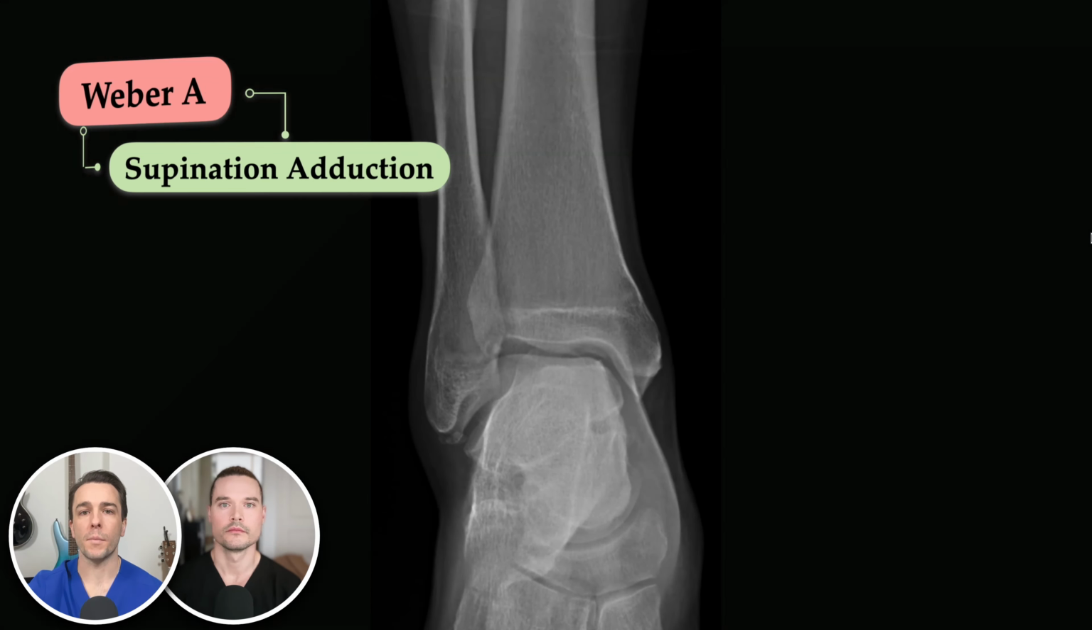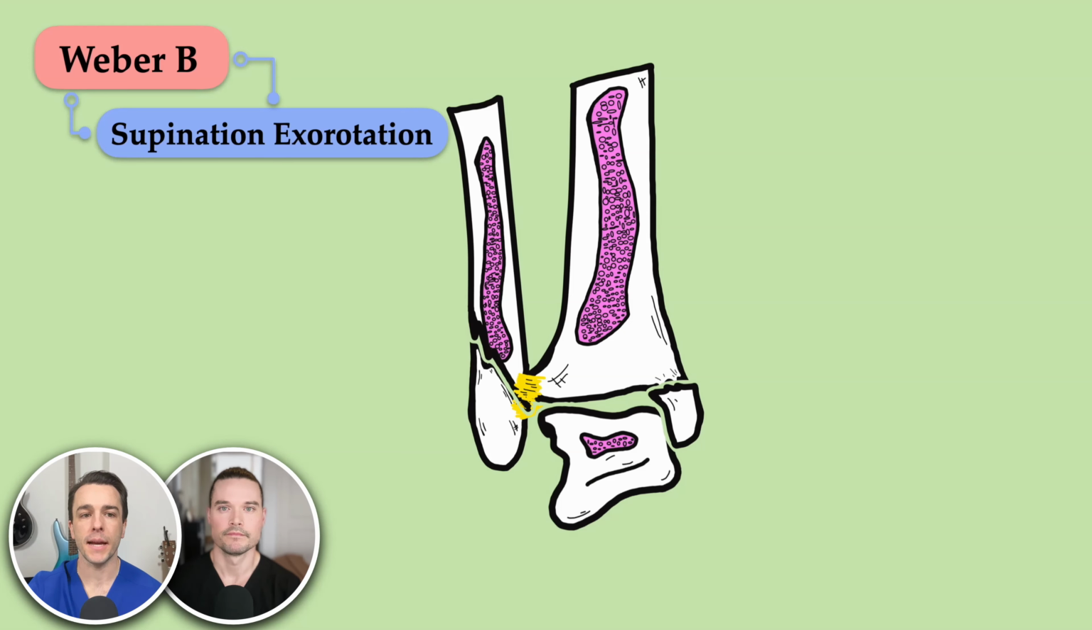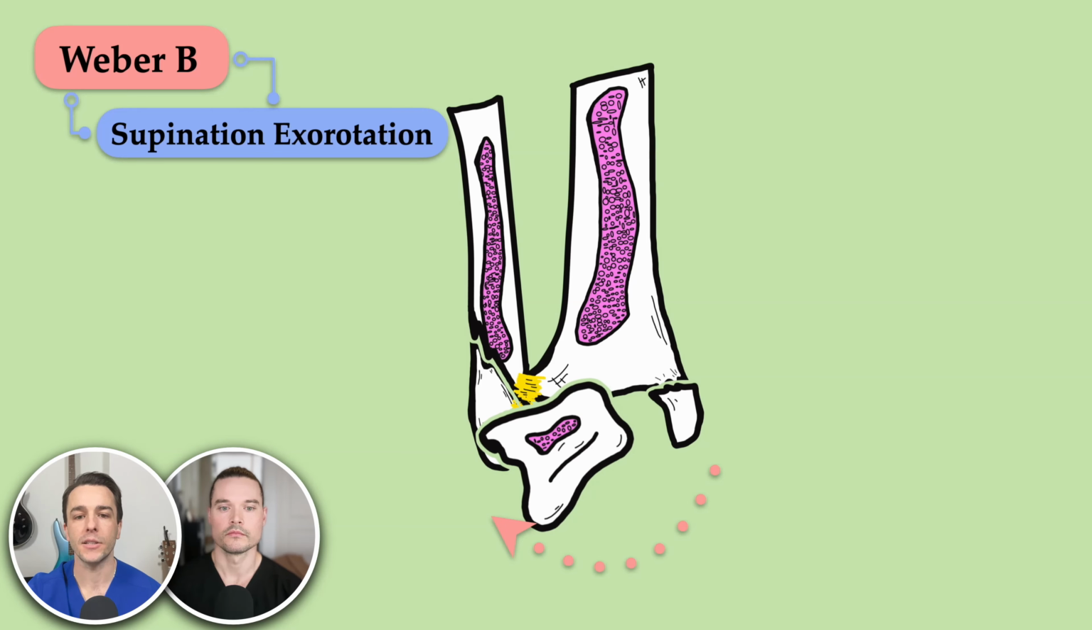So next up is Weber B. When we're thinking about this mechanism, it's a supination and exorotation. While I'm saying this, you should be supinating your ankle and exorotating it like that, out laterally. With this, our sum of the forces is going to be lateral. So this talus is then going to go laterally and disrupt that anterior ligament that we talked about before in yellow, and that is stage 1.